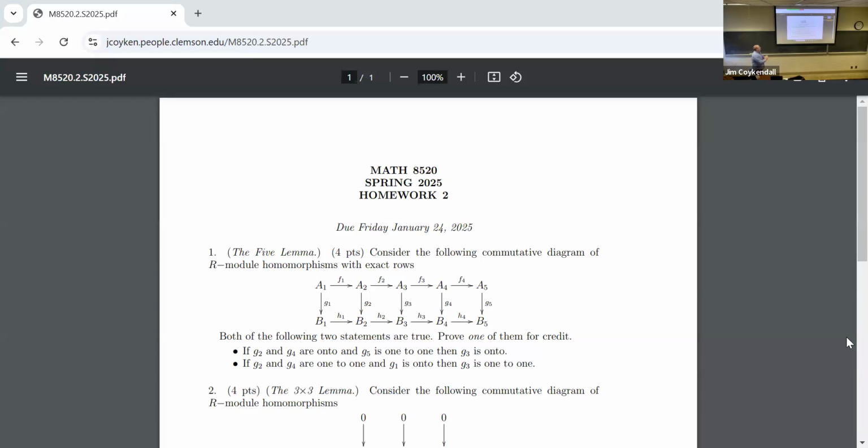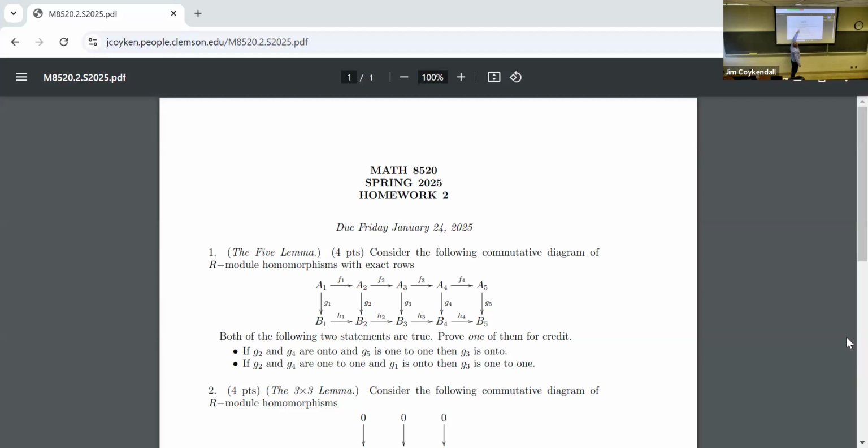Right. We're going to get to some of this stuff here. The first homework problem for next week is called Five Lemma. And perhaps you see what it's called, five. It's got five modules across. So you've got a commutative diagram with exact rows. What do I mean by that?